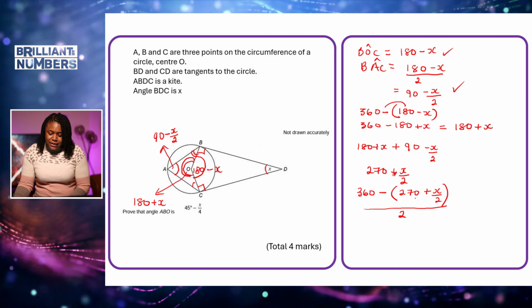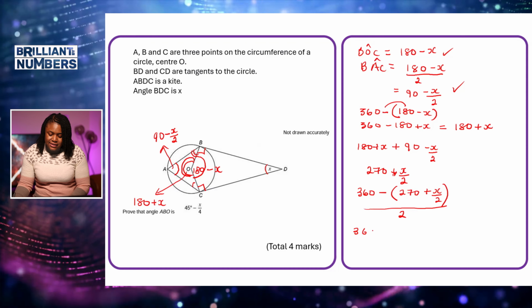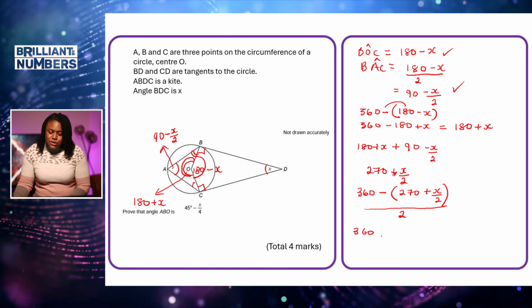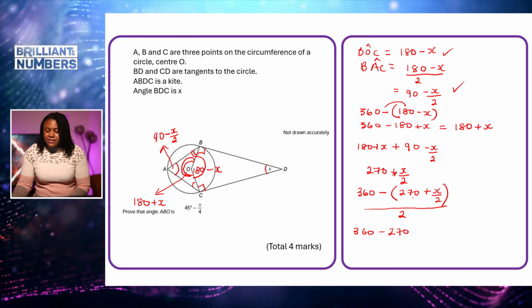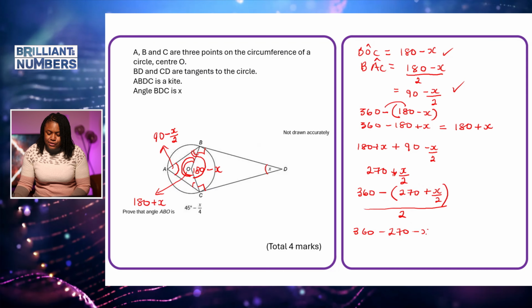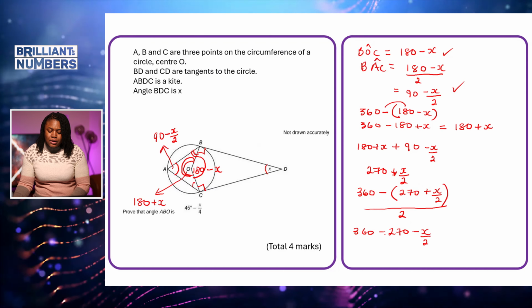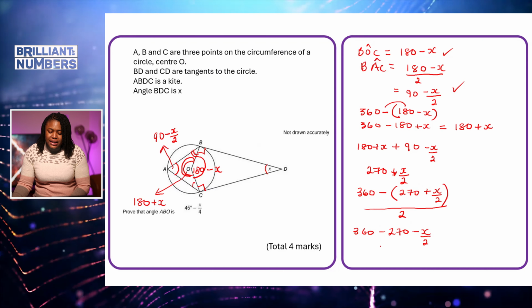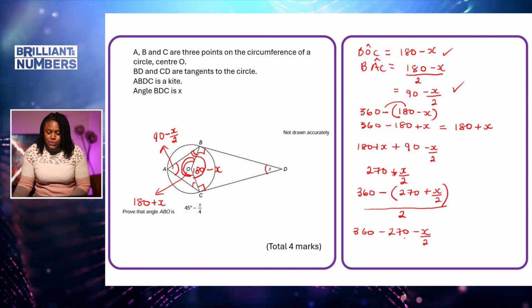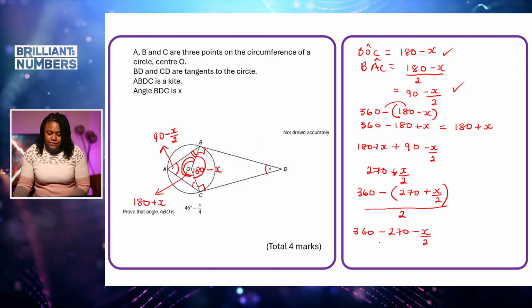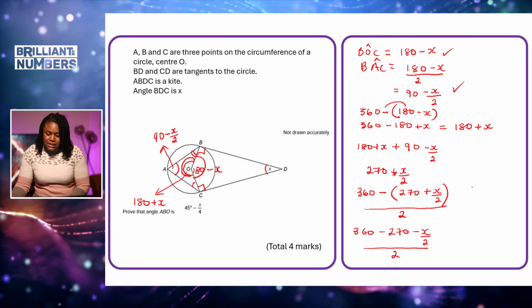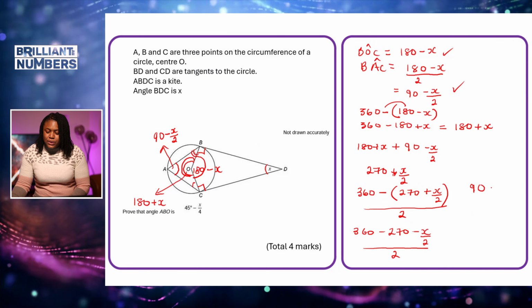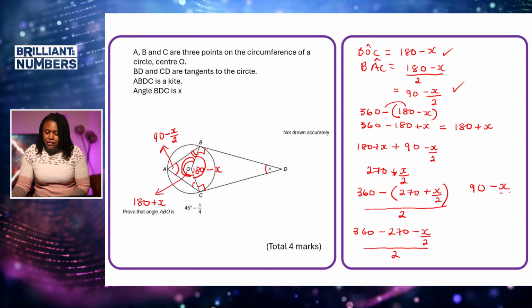So we need to expand our bracket here. So 360, and negative times 270 is negative 270. And negative times positive a half here is minus x over 2. Subtracting here, we get 360 take away 270 is 90. So remember, we need to divide that by 2. So I'm just going to write it here. So that's 90. And then we had minus half x.